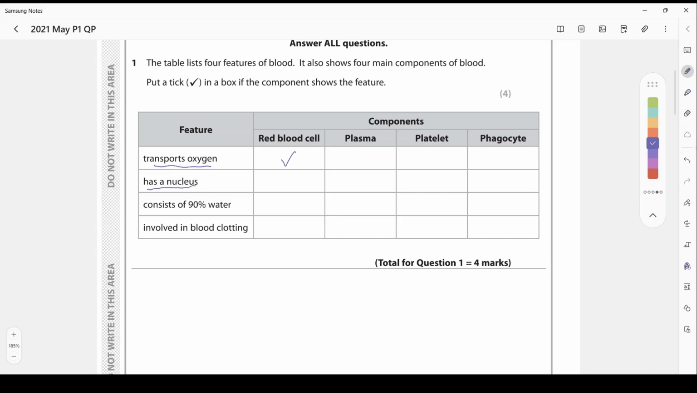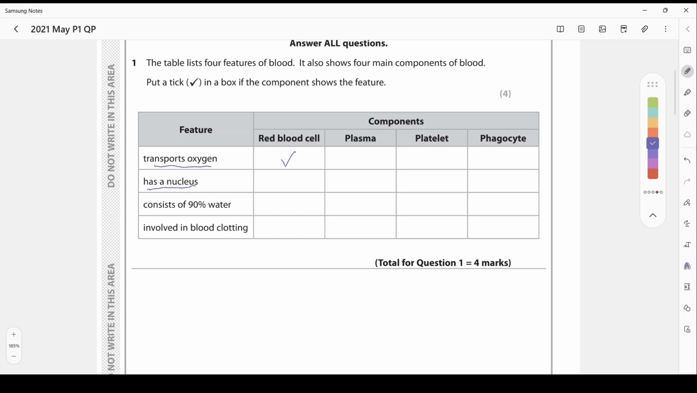Alright, the next part is has a nucleus. Now we know for the red blood cells that would be incorrect. It does not have a nucleus. The reason why is that the red blood cell has been adapted to transport oxygen, which means the nucleus is not there so that you have more space for hemoglobin.